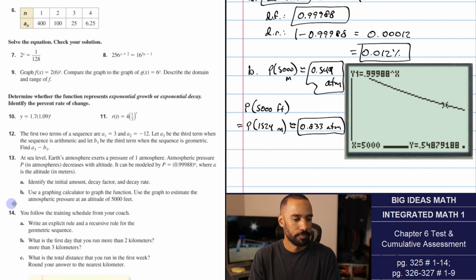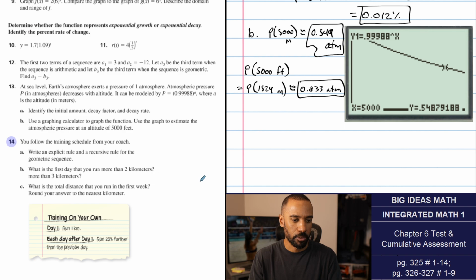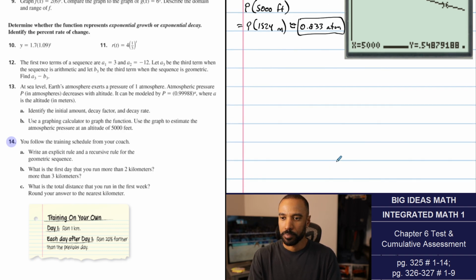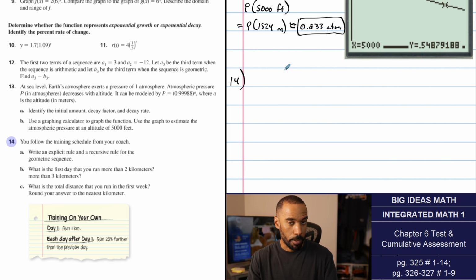Number 14. You follow the training schedule from your coach. Where is it? Oh, I had to move this. This is down below. Okay, it's right here. Write an explicit rule and a recursive rule for the geometric sequence. Day 1, term 1, we're going to run 1 kilometer. Then each day we're going to run 20% farther than the previous day.